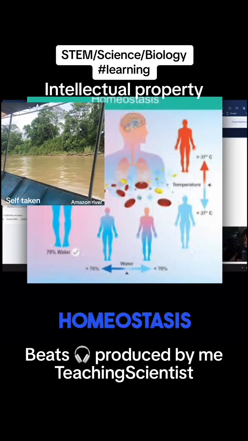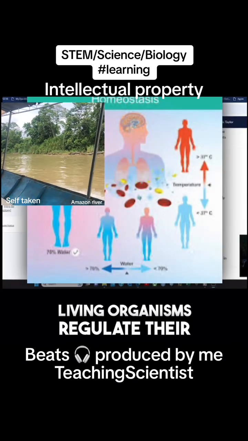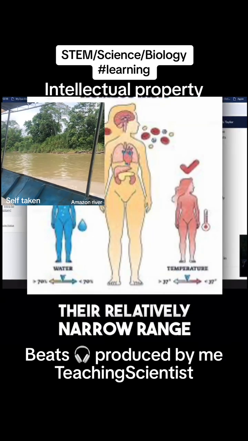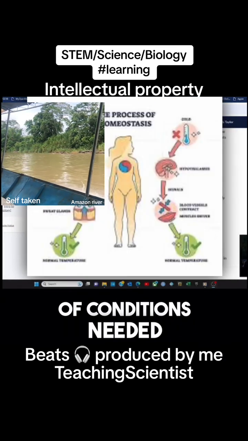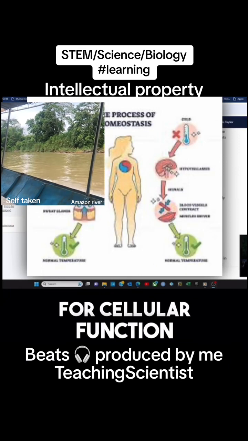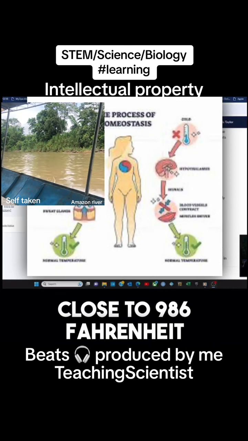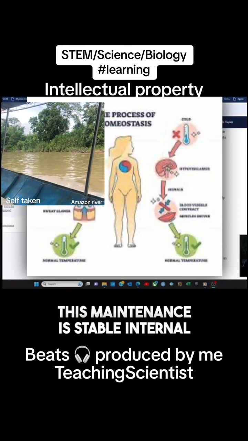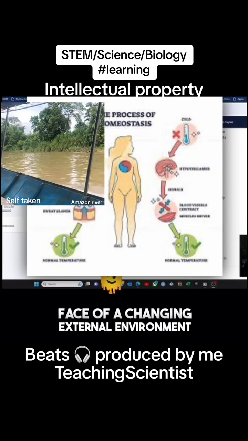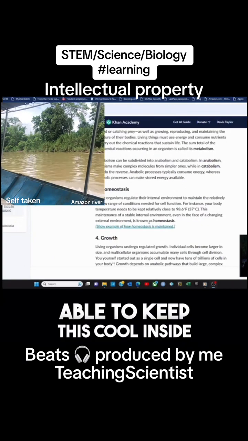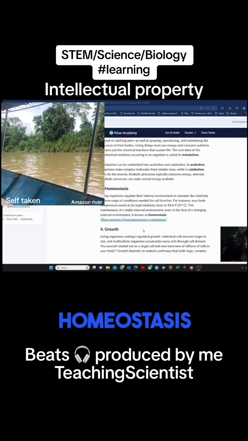Third is homeostasis. It must be able to do homeostasis. Living organisms regulate their internal environment to maintain the relatively narrow range of conditions needed for cellular function. For instance, your body temperature needs to be kept relatively close to 98.6 Fahrenheit. This maintains a stable internal environment, even in the face of a changing external environment. So as long as your body is able to keep it cool inside, that is homeostasis.